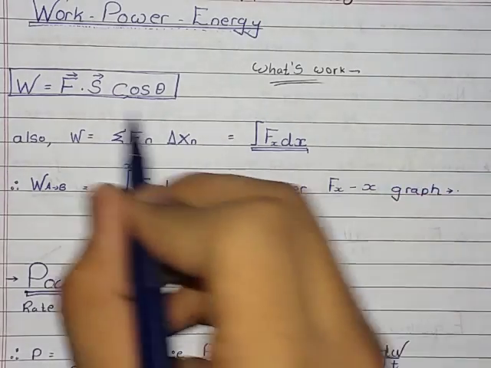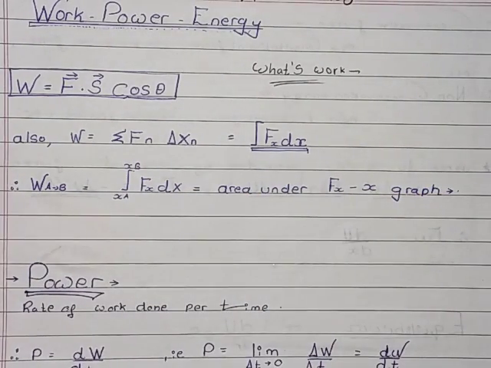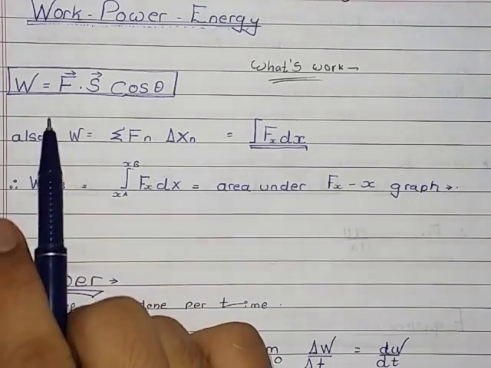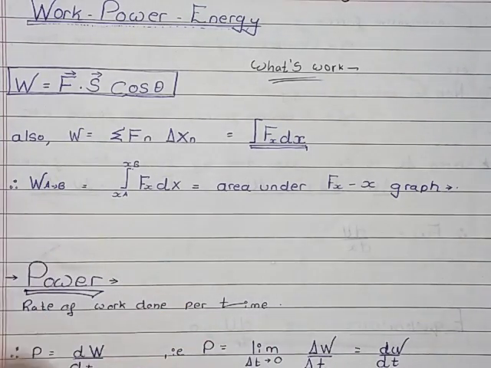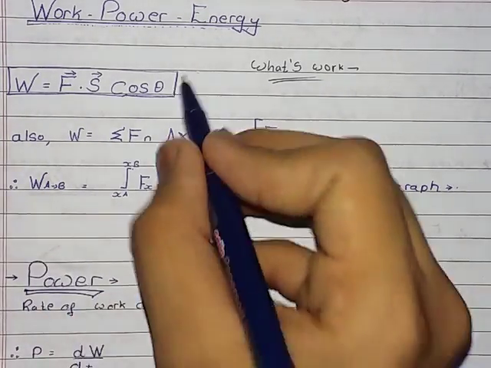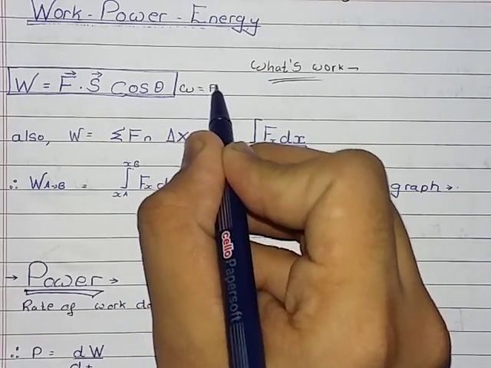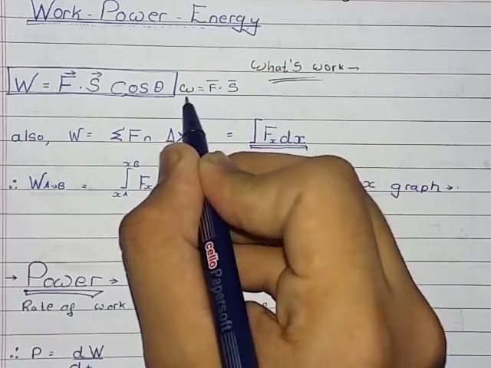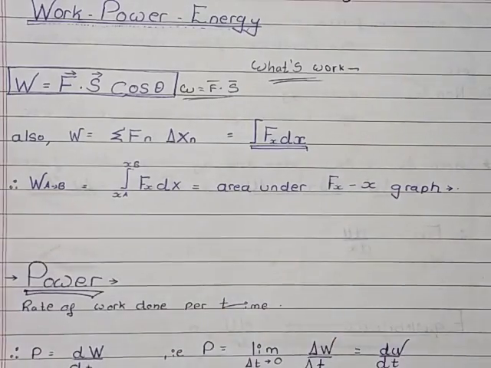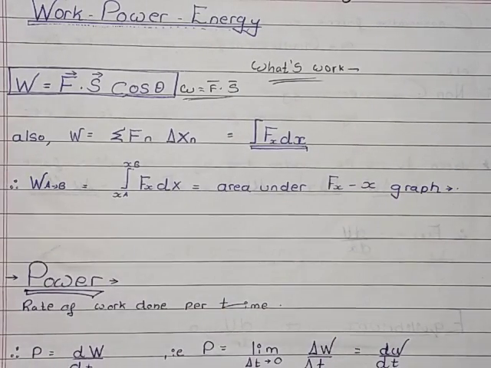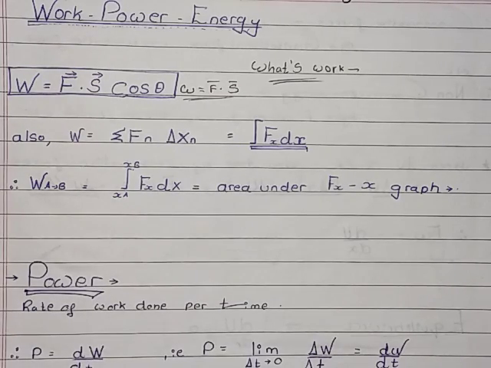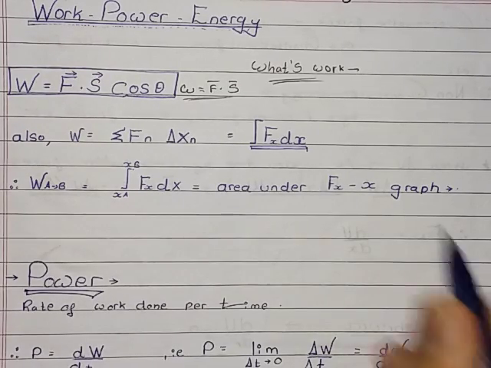What's work? As you can see, the formula: work equals F s cos theta, or we can say another thing, work equals F bar dot S bar. Last time in the video on vectors I told you what a dot product is. So the dot product of the force and displacement will give us work. So what would be a practical example of work?